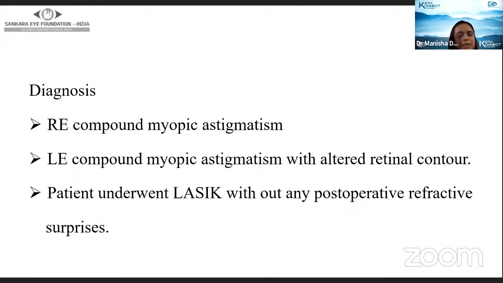Next slide, please. So this patient had compound myopic astigmatism in both eyes, and in the left eye, it was altered retinal contour. This patient underwent LASIK based on the subjective acceptance, and there were no post-operative refractive surprises. Next slide.